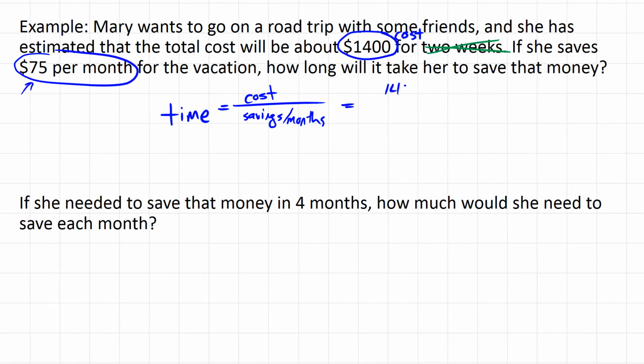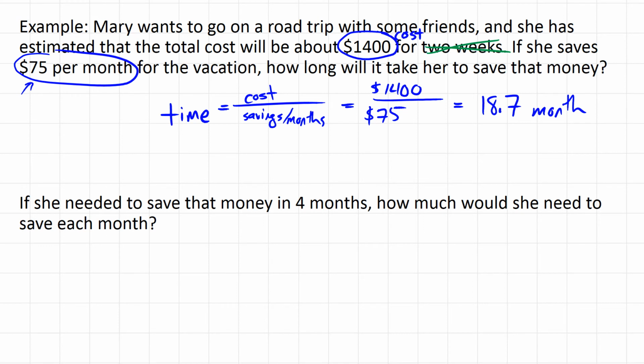So the cost is $1,400, and Mary can save $75 per month. So you can see that what we're doing is we're turning that $1,400, we're dividing it into $75 increments. That's going to leave us with the number of months that she needs to save that money. And if I do that calculation, I get 1,400 divided by 75 is 18, then I'll round to 1 decimal place, 18.7 months.